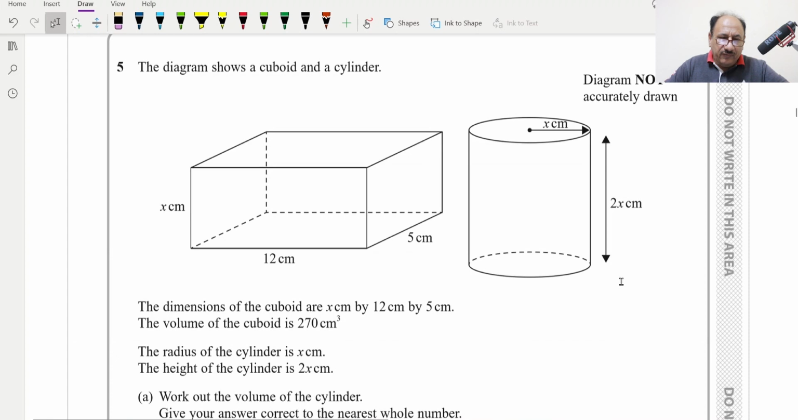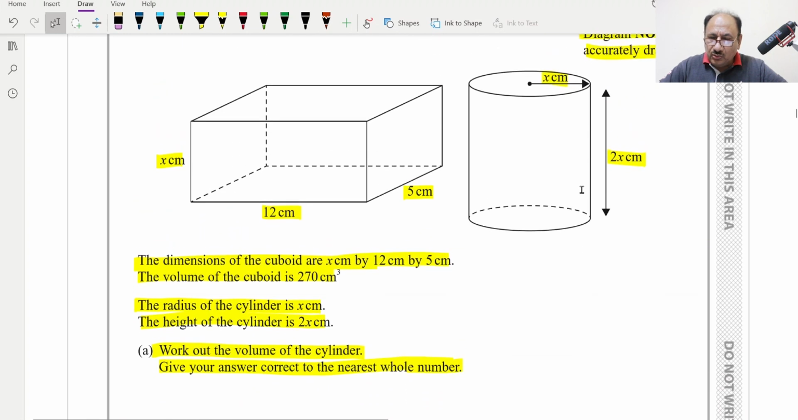Now question number 5 says the diagram shows a cuboid and a cylinder, and keep in mind that the diagram is not accurately drawn. The dimensions of the cuboid are x centimeters by 12 and 5, so this side is 12, 5, and this side is x. The volume of the cuboid is provided over here, 270 centimeters cubed, and the radius of the cylinder is x centimeters, and the height of the cylinder is 2x. Work out the volume of the cylinder, give your answer correct to the nearest whole number.